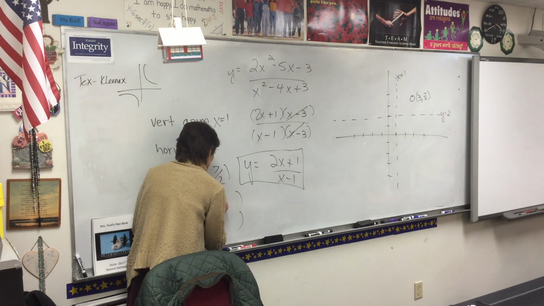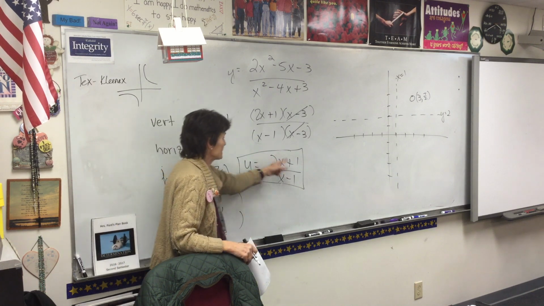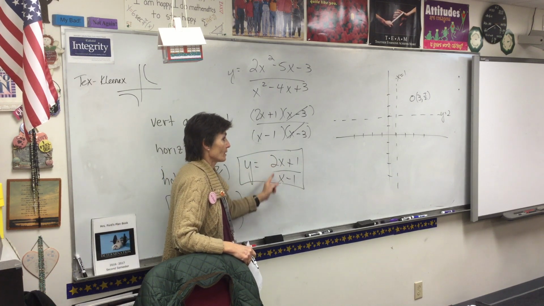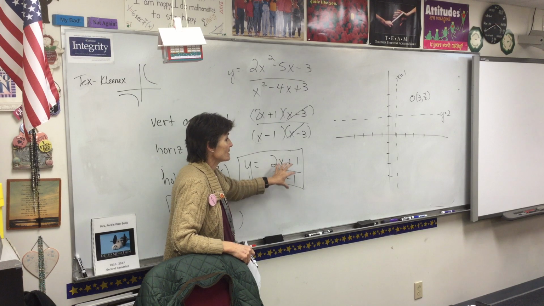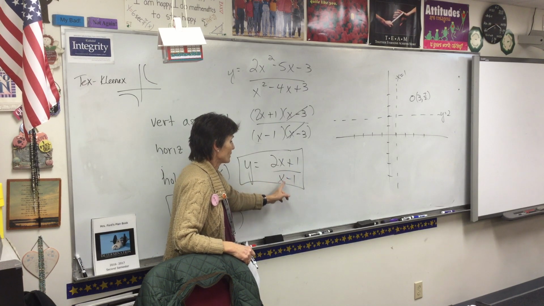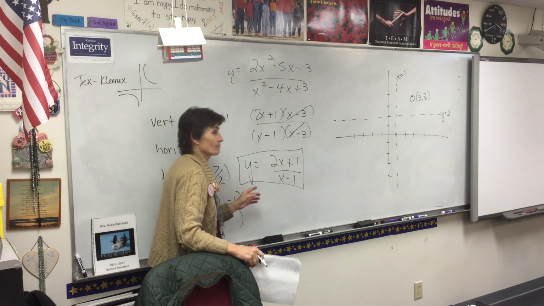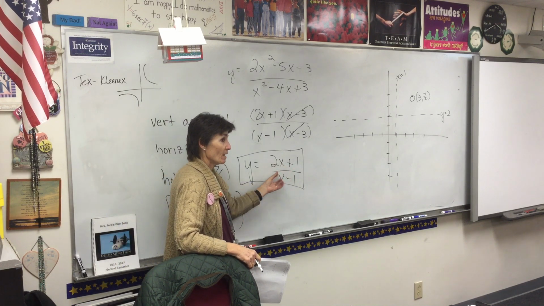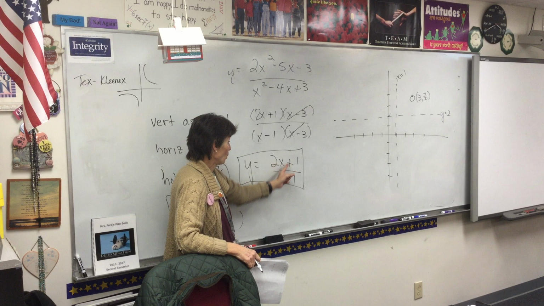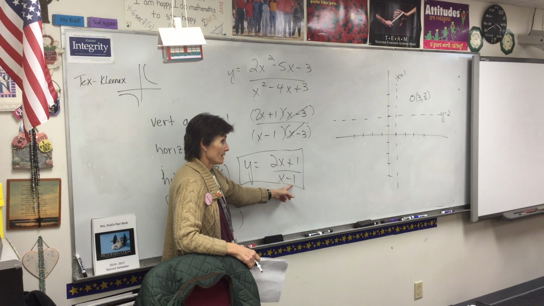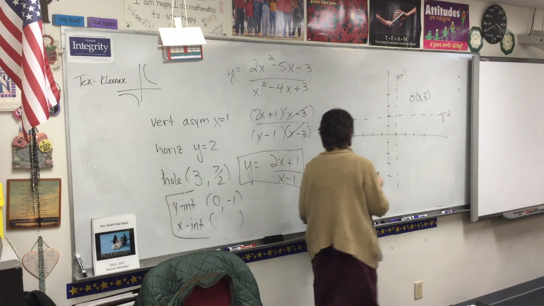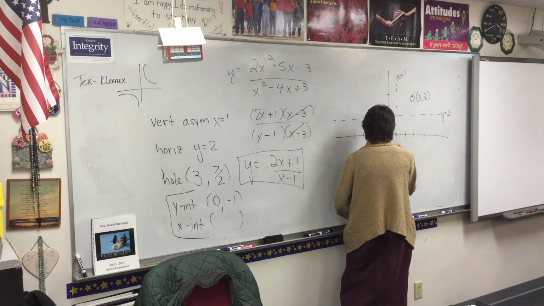Now, what about my intercepts? What happens if I put 0 in here? I'm physically plugging in 0. I get negative 1. Is everybody following? If I put a 0 in, I get 1 over negative 1. So that's negative 1. That's my y-intercept.